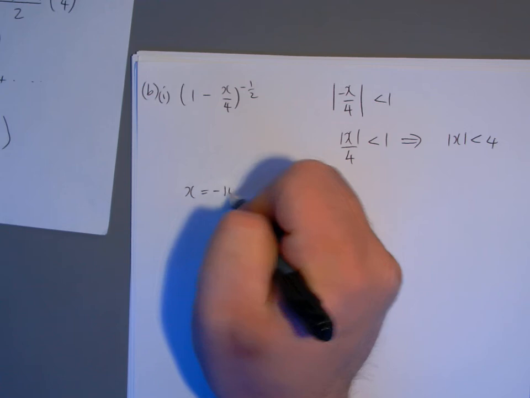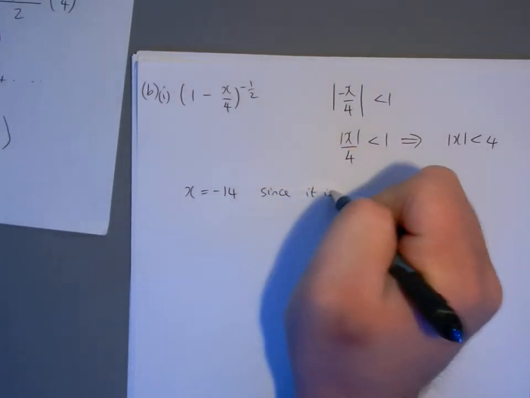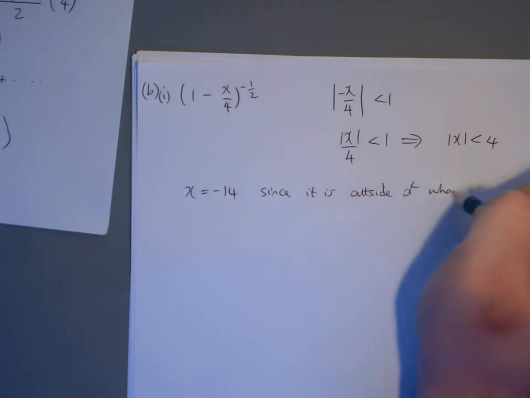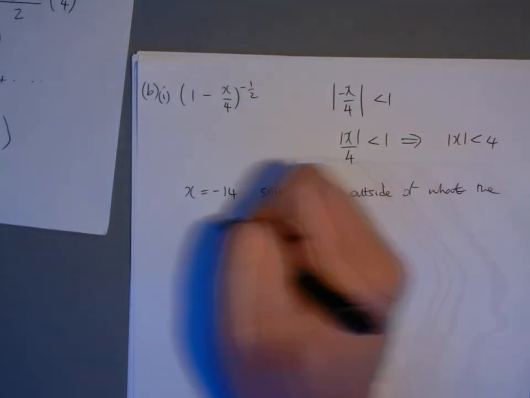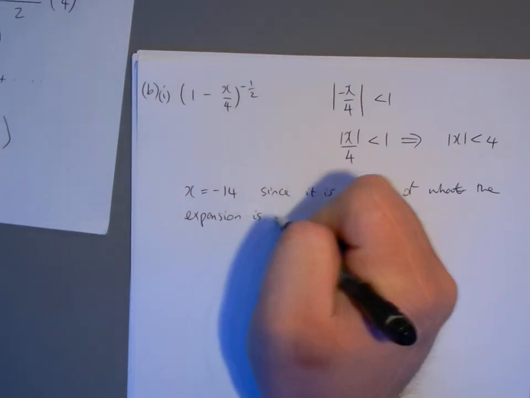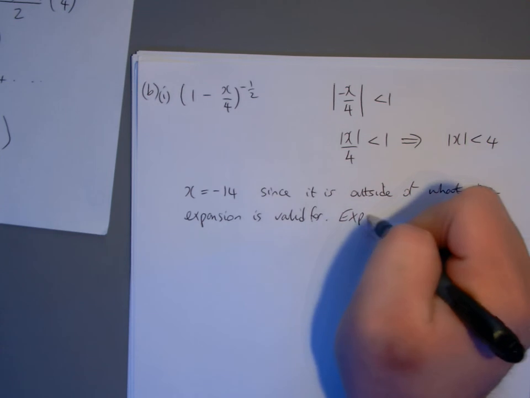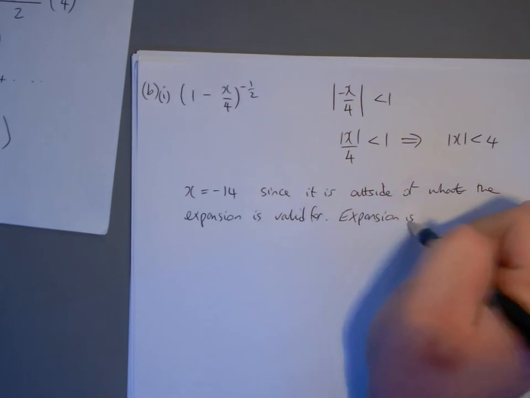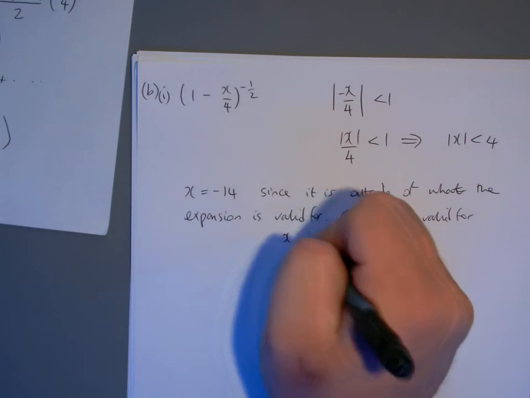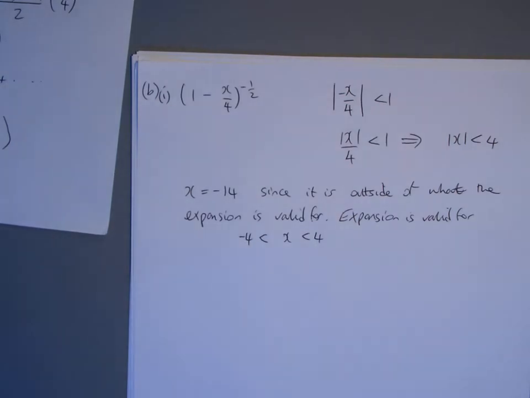So we can't use x equals minus 14 since it is outside of what the expansion is valid for. So the expansion is valid for x less than 4 or greater than minus 4. X equals minus 14 is outside of that.